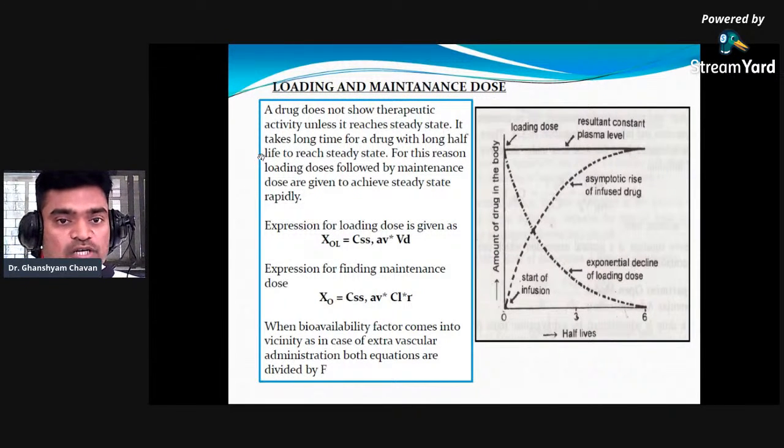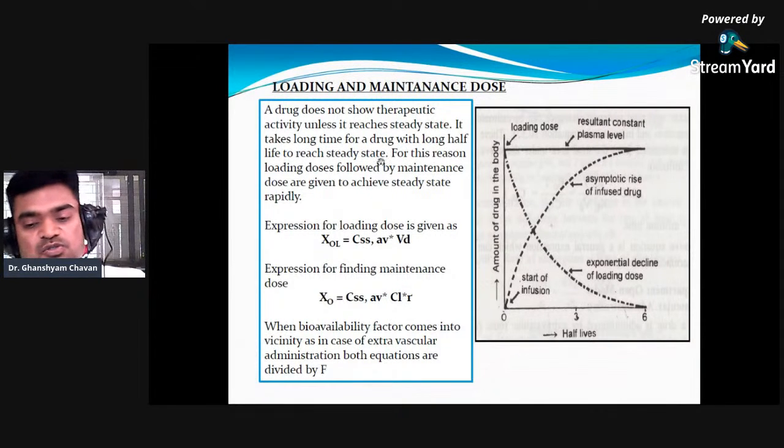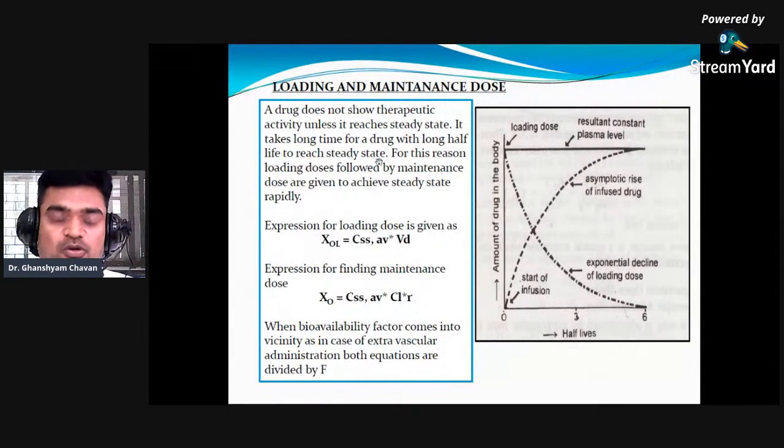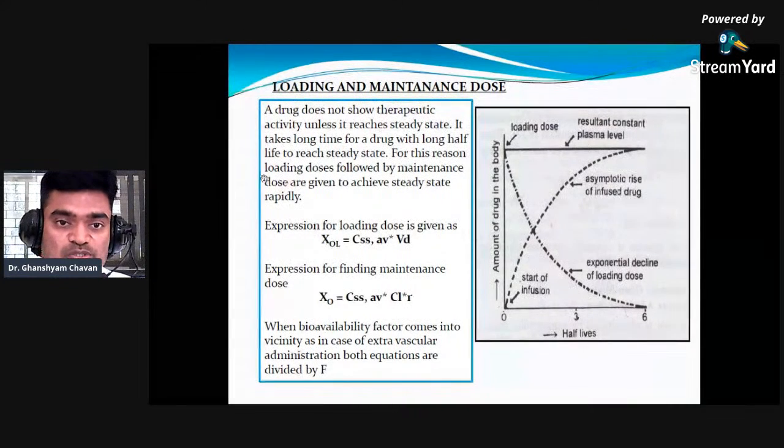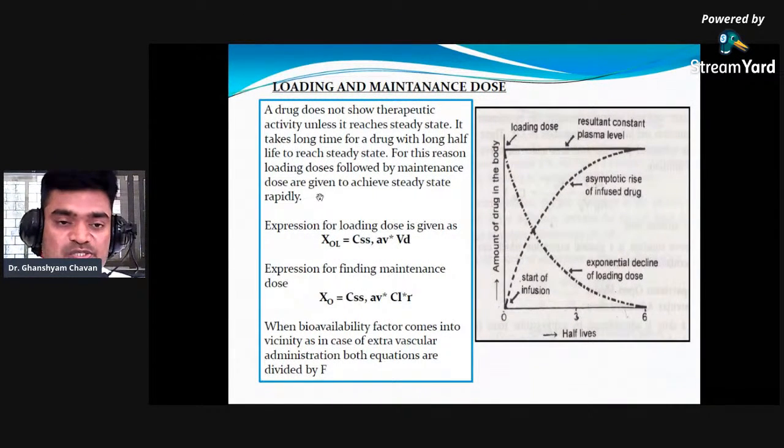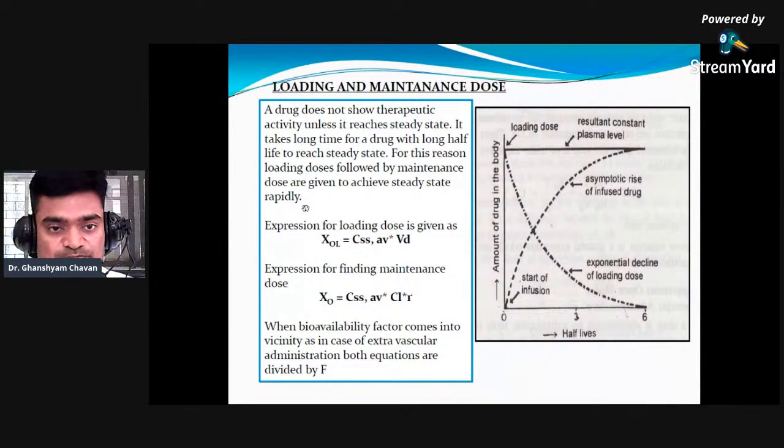It takes a long time for a drug with a long half-life to reach steady state. In the last slide we discussed that almost 4 half-lives are required to attain the steady state concentration. So for this reason, a loading dose followed by the maintenance dose is given to achieve the steady state rapidly.